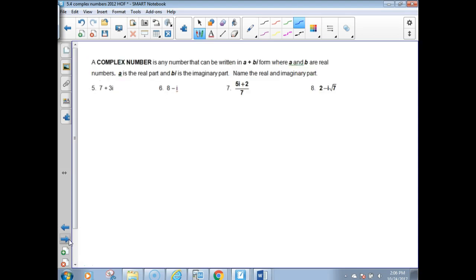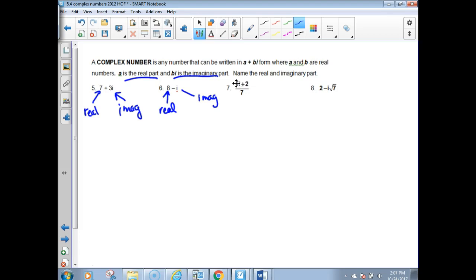Okay, a complex number is any number that can be written in the a plus bi form where a and b are real numbers. a is the real part, bi is the imaginary part. So name the real and the imaginary part. I'm just going to point at them. Of course, the 7 is the real part. The part with the i is the imaginary. And number 6, 8 is the real part. Negative i is the imaginary part.